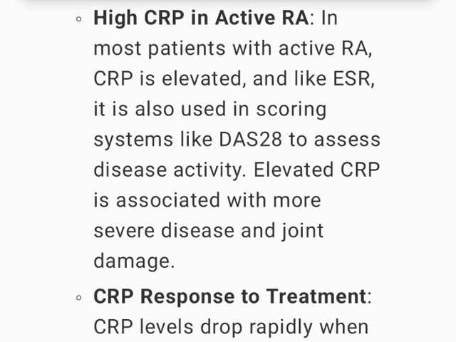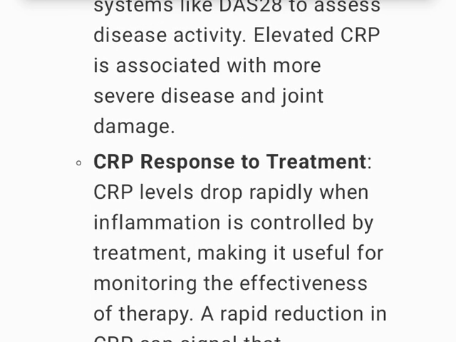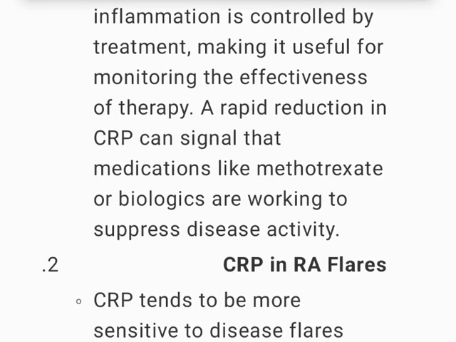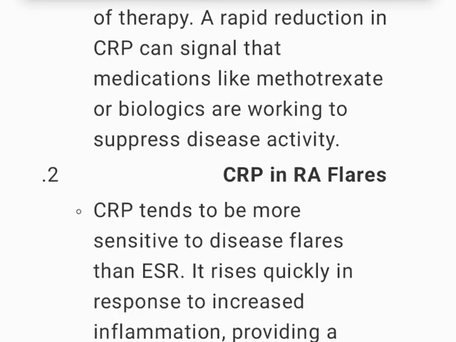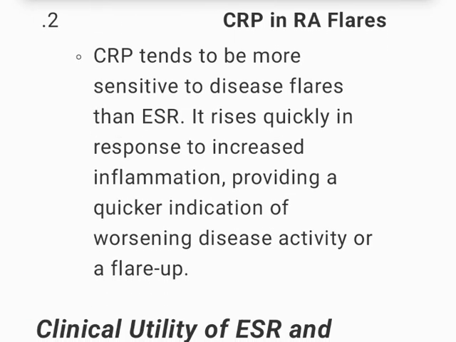In most patients with active RA, CRP is elevated, and like ESR, it is also used in scoring systems like DAS28 to assess disease activity. Elevated CRP is associated with more severe disease and joint damage. CRP response to treatment. CRP levels drop rapidly when inflammation is controlled by treatment, making it useful for monitoring the effectiveness of therapy. A rapid reduction in CRP can signal that medications like methotrexate or biologics are working to suppress disease activity. 2. CRP and RA flares.